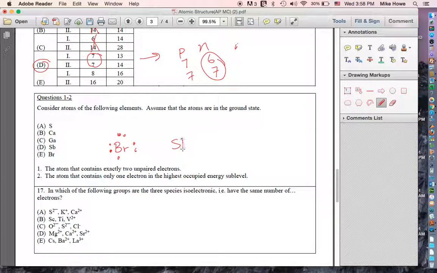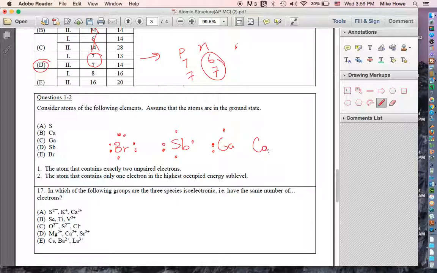Antimony, Sb, has 5 valence electrons. Now you'd have to look at your periodic table to know that, and I didn't pull one up. But if you look at antimony, antimony is number 51. It'll have 5 valence electrons. Gallium, it has 3 valence electrons.